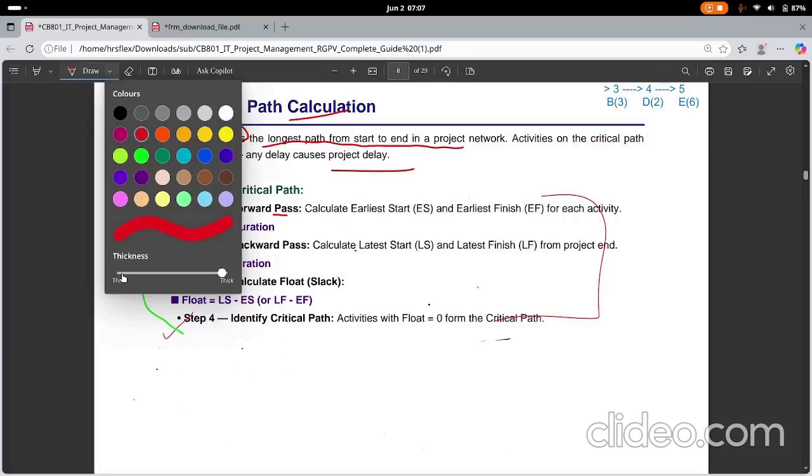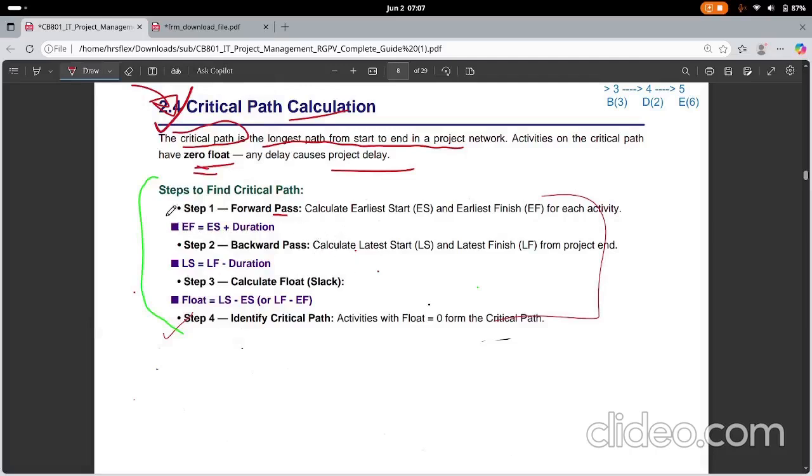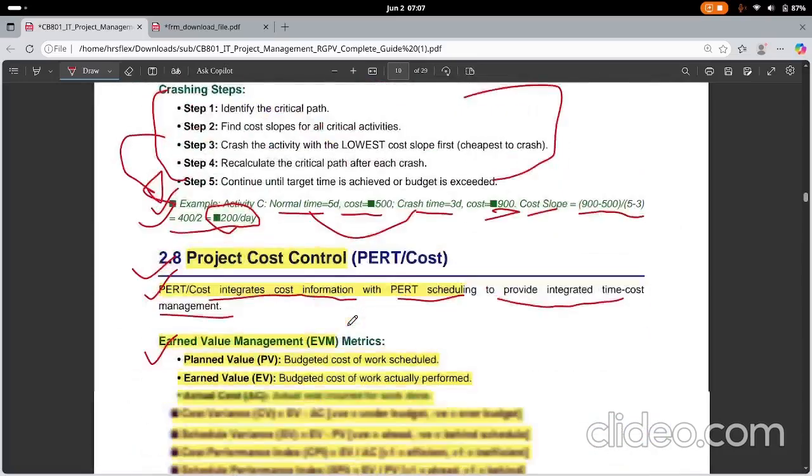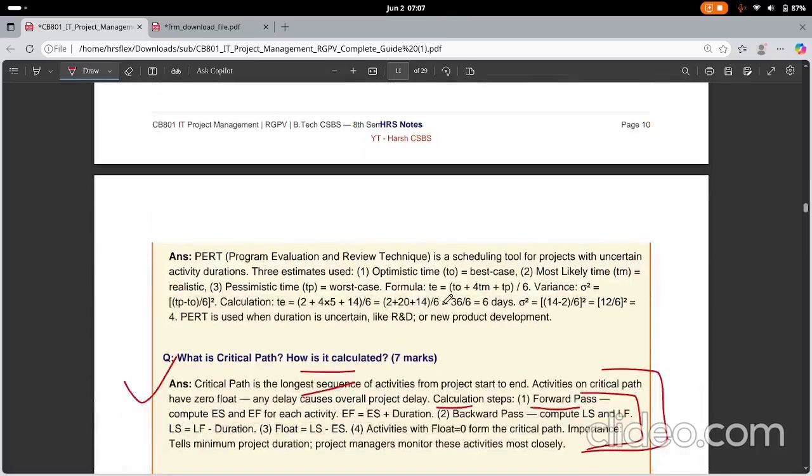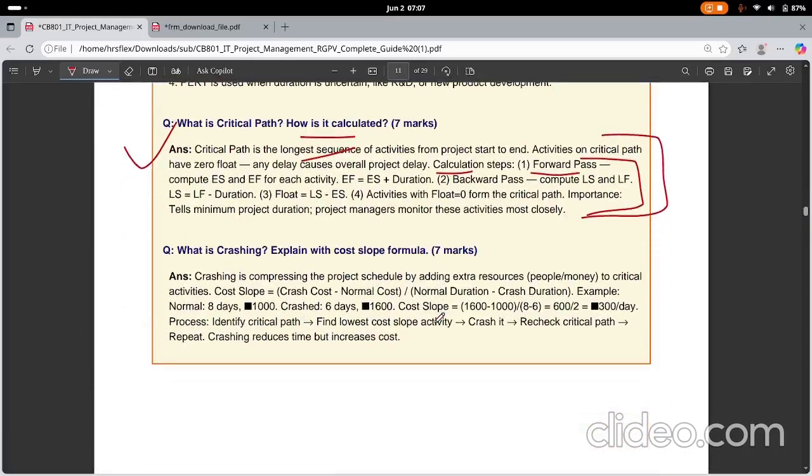Okay, and at the last, if you have the forward pass and backward pass, that means you have the values like LS, ES or LF, EF. Then you need to subtract it, LS minus ES, and you will get a float. And if the value of float will be 0, then that will be your critical path. That is the only thing that I wanted to say. So if the float is 0, that will be the critical path. It tells minimum project duration. A project manager monitors these activities more closely.